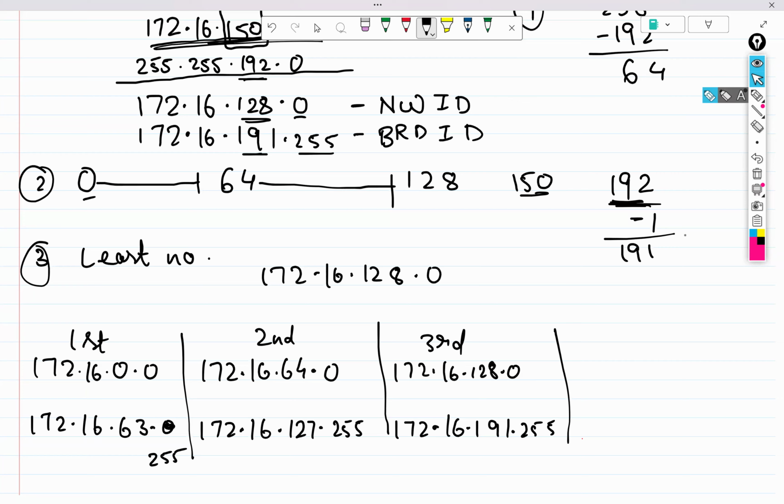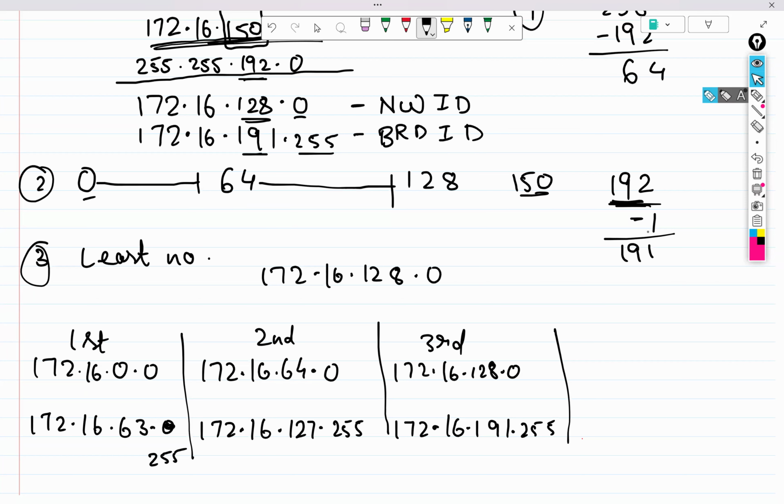So when you're writing these multiples, you're not only calculating the subnet range of the IP address that is asked of you, but you're also able to calculate different subnet ranges.